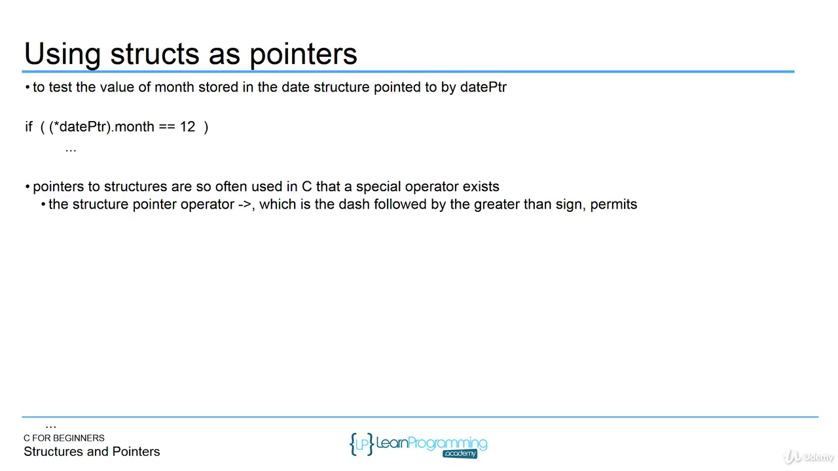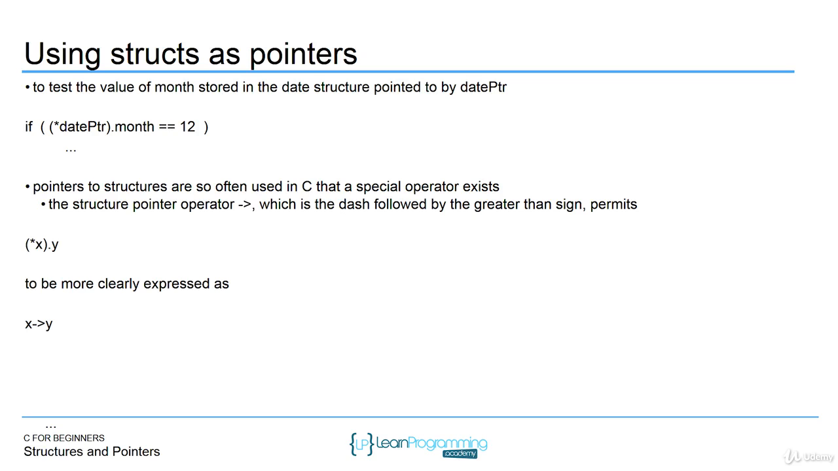So C has its own syntax, so you don't have to dereference everything and put it inside parentheses for structures. When you want to access what the structure is pointing to, you don't have to dereference it this way. There's a special operator that exists in C for pointers to structures, and it's the dash greater than. It's a dash followed by the greater than sign, and this allows you to not have to dereference the pointer. So instead of doing star x inside parentheses and then dot y, you can just say x dash greater than y. Because x is a pointer, you don't have to dereference it, and you want to access the element inside that structure, whatever you're pointing to.